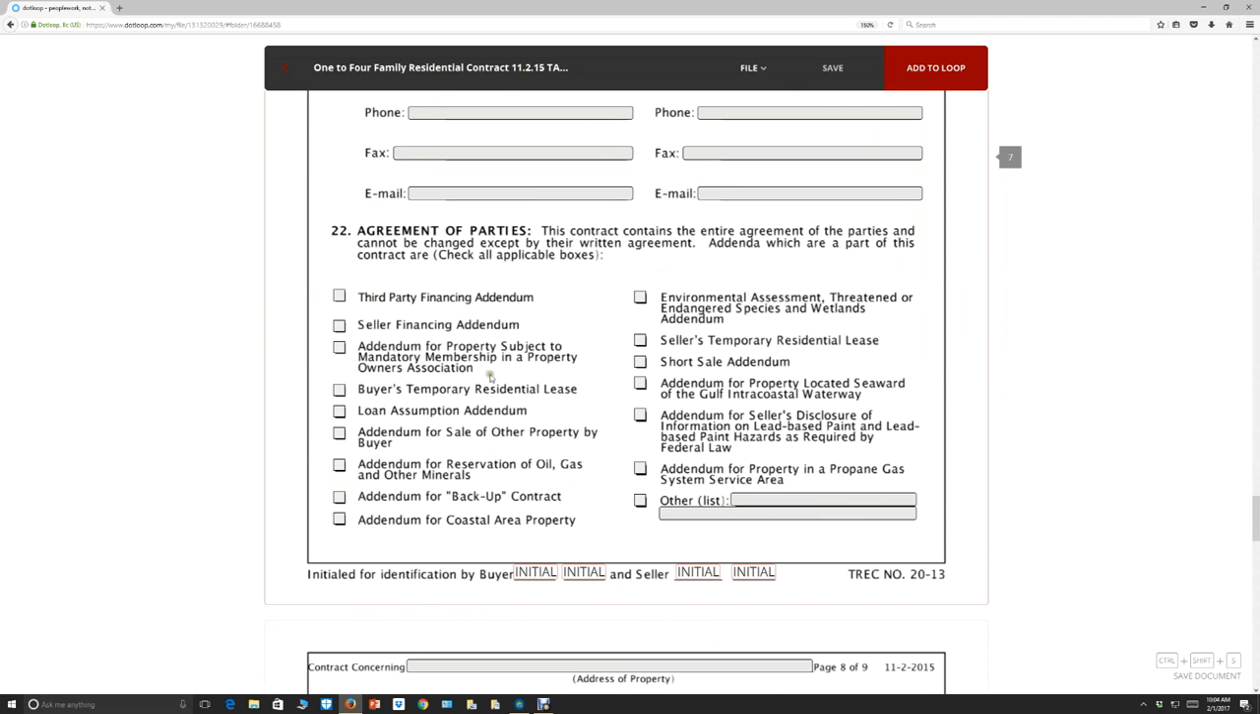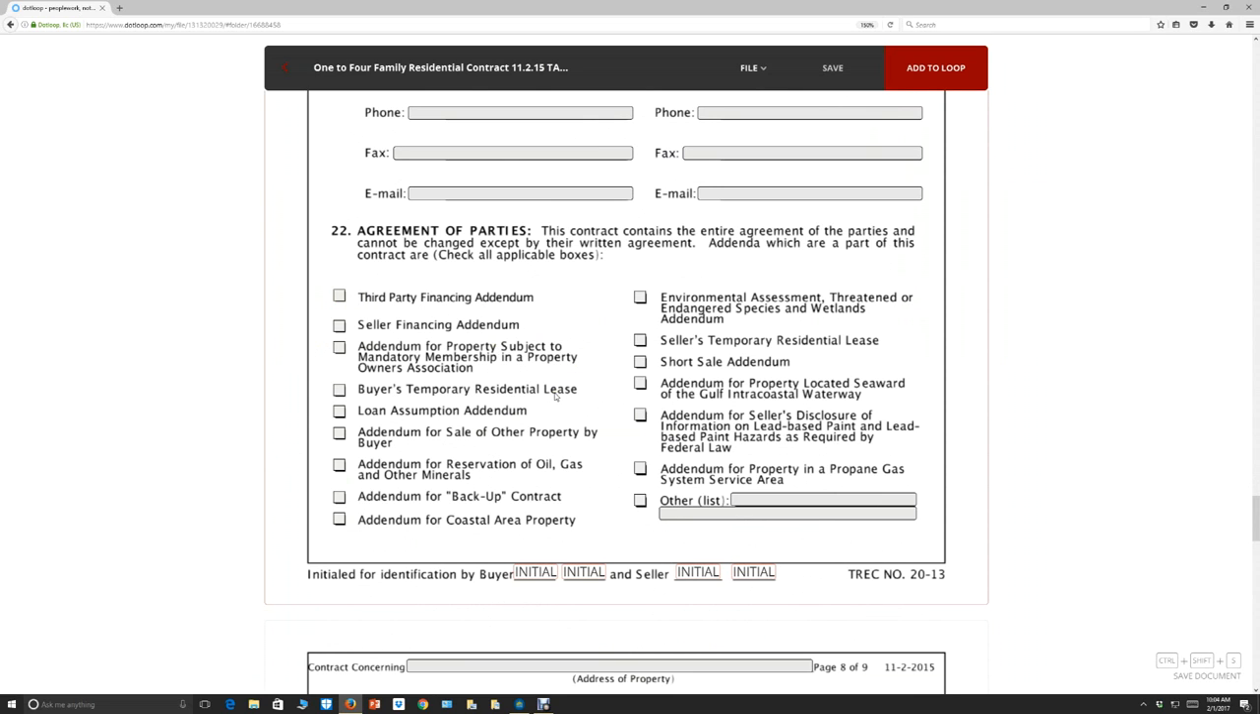All right. It's important that you check the right box for any addendum that you add. Third-party financing is very common, and so you want to make sure that you check the box if that applies. Addendum for property subject to a homeowners association is very common.